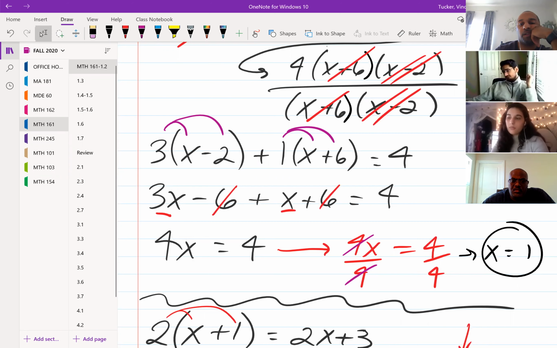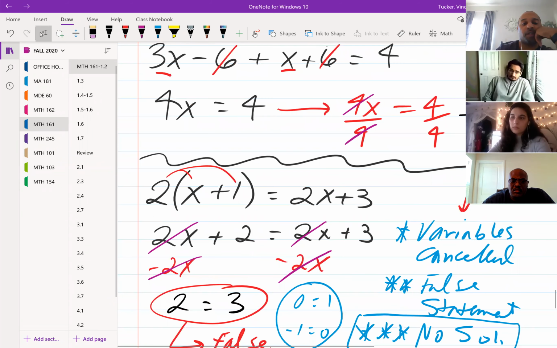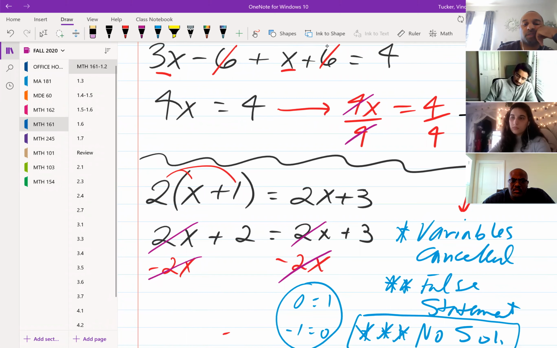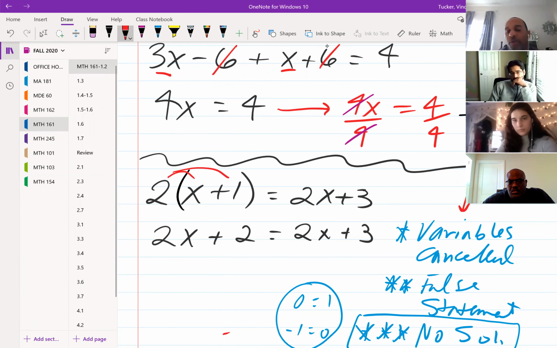All right. So let's go to this next one. And I will, let's see, erase all this. All right, so we have 2 times x plus 1 equal to 2x plus 3. First thing we want to do, and we have a special scenario that's going to happen with this, so I won't erase what's in blue. First thing we want to do is distribute the 2. That will give us 2x plus 2 equal to 2x plus 3.